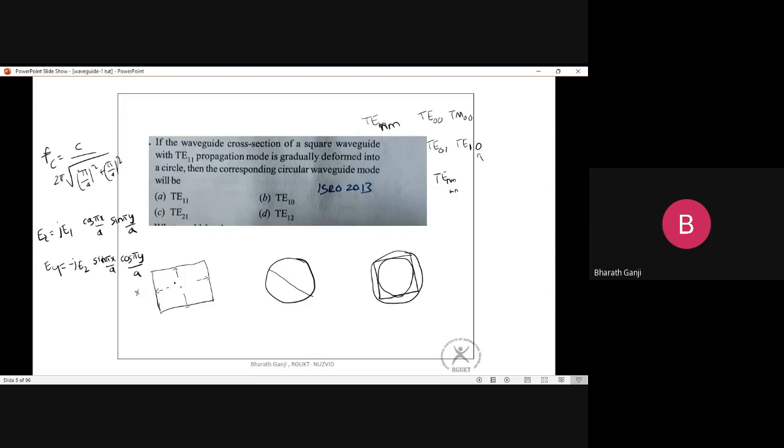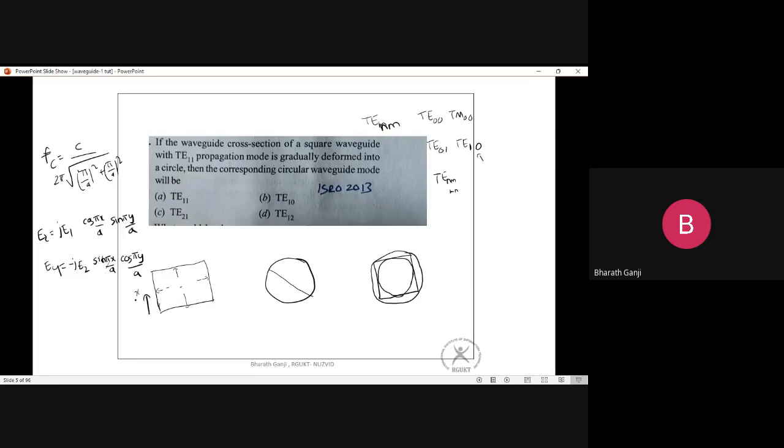If you try to get it from the fields, because there is cos variation and sine variation in the x direction and sine and cos in the y direction, the fields are changing, so where is the maxima and where is the minima, that is what I want to see. So when x equal to 0, if I put x equal to 0 in this scenario, what is happening to the field? At x equal to 0, this goes to 0, so you have only the x component.